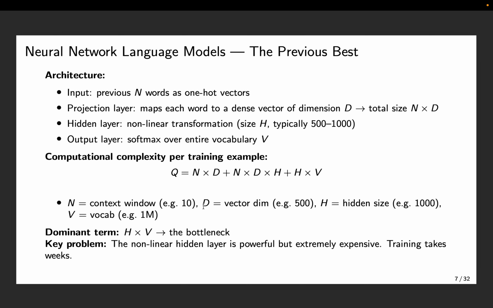The key insight the word2vec paper makes is that the bottleneck comes from the non-linear hidden layer. What if we just removed it? Would we lose too much accuracy, or would we compensate by training on way more data? The answer is, surprisingly, the second option.